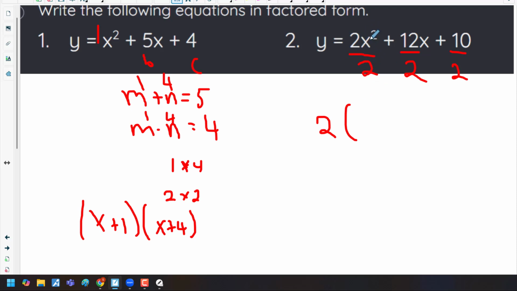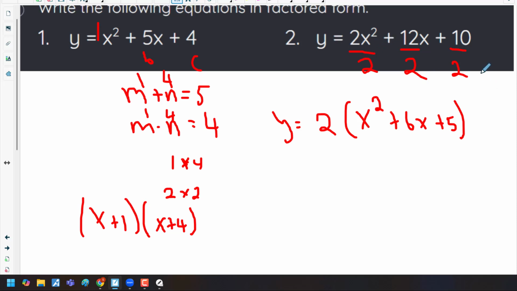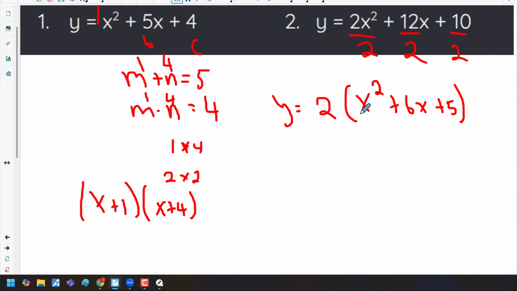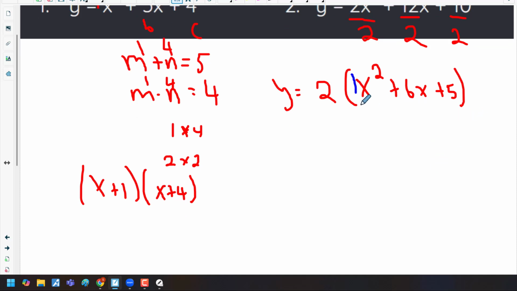And 2x squared divided by 2 is x squared. 12x divided by 2 is 6x. And 10 divided by 2 is 5. This is called common factoring, because you're factoring a common value, a common number, a common factor. So the common factor was 2, and now my A value is 1. And now I can use that shortcut. So we're just going to factor now x squared plus 6x plus 5.